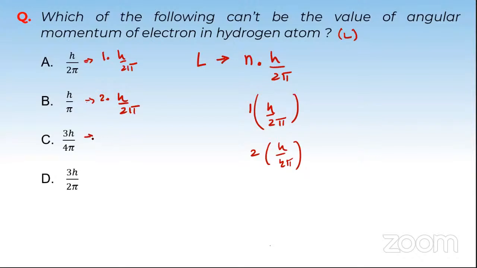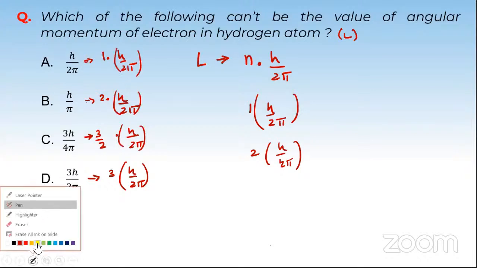And notice for this one, if I take h by 2 pi outside, what will I be left with? I'll be left with 3 by 2. Next, if I take 3 outside, I'll be left with h by 2 pi. So see here there is h by 2 pi, here there is h by 2 pi, here there is h by 2 pi. I have taken h by 2 pi common from all these options.